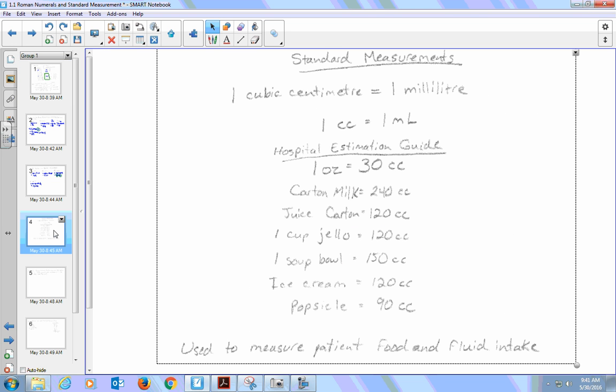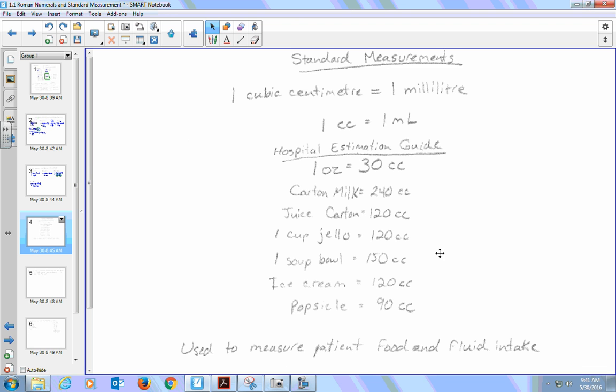operation happening there. Okay, standard measurements are used a lot in hospitals and doctors' offices and things like that. Because when you have patients, you want to measure their food and fluid intake, and first of all, you want to make sure that they're staying hydrated. So you want to make sure that their output with fluids is not greater than their input.